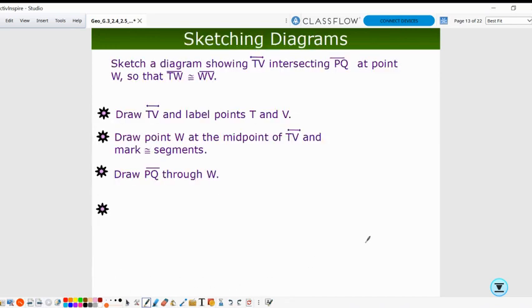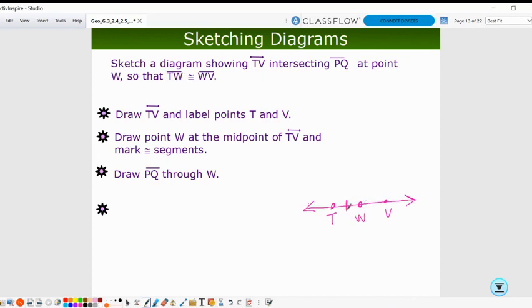We also want to be able to sketch drawings from given information. So let's see. It says sketch a diagram showing that line TV intersect segment PQ at point W so that TW is congruent to WV. So I'm going to draw a line and label it T and V. T to W has to be congruent to W to V.